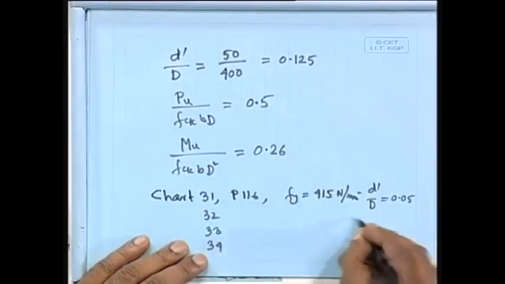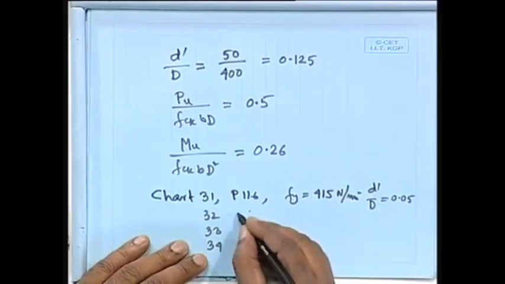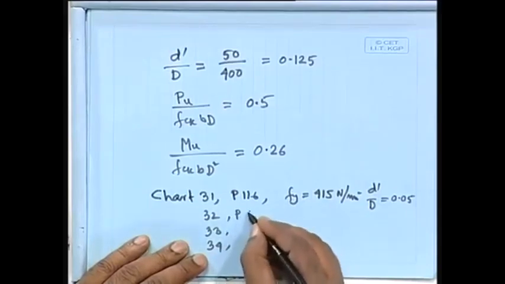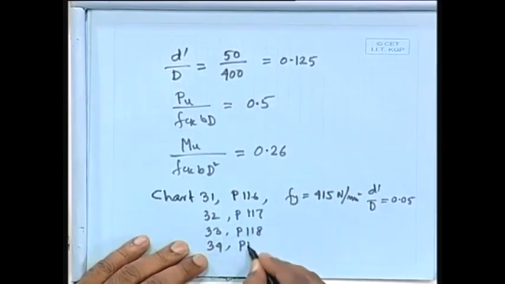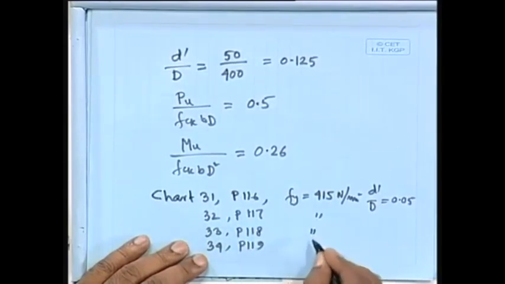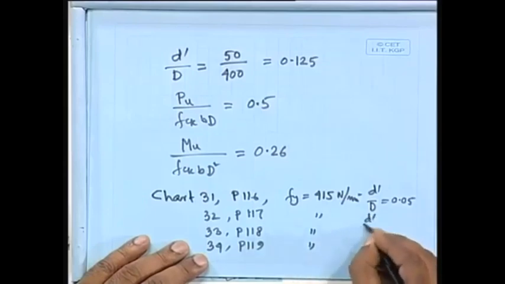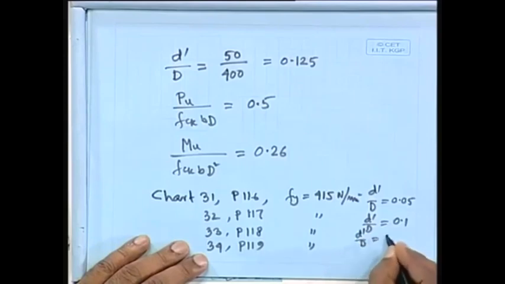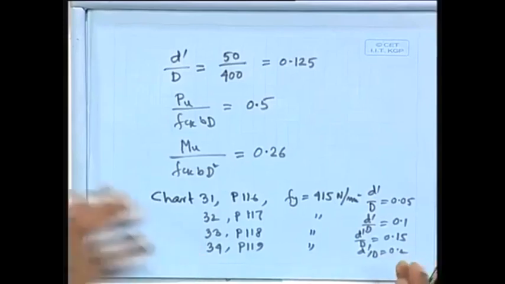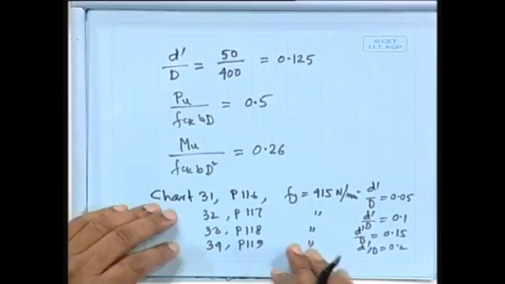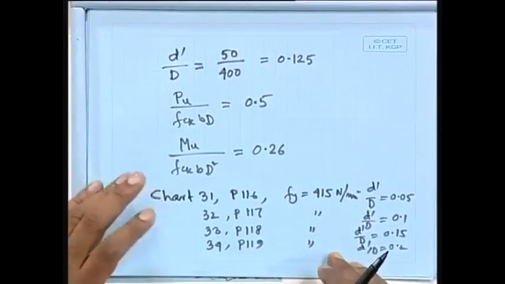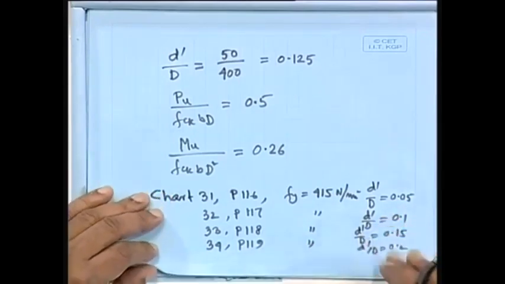So 32, the same one, this is in page 117, page 118, page 119. This is for the same one. Only change is that d dash by d, this is 0.1, d dash by d 0.15, and d dash by d 0.2. So we are having these 4 charts specifically for Fe415, and for different d dash by d.